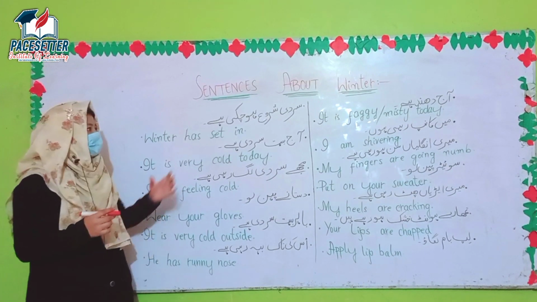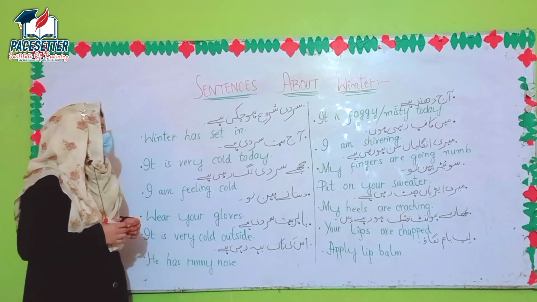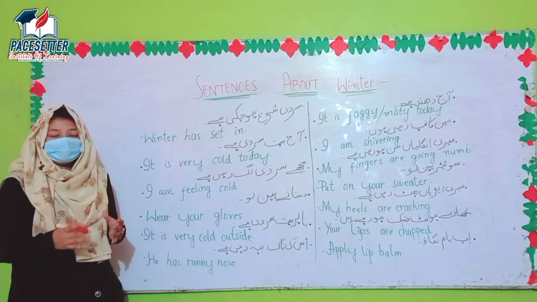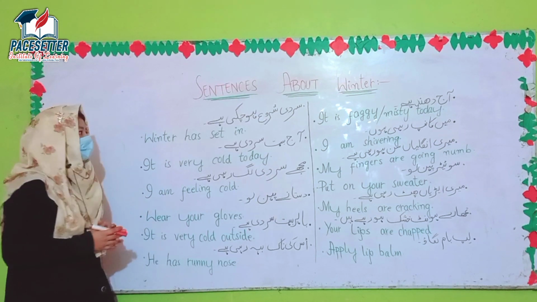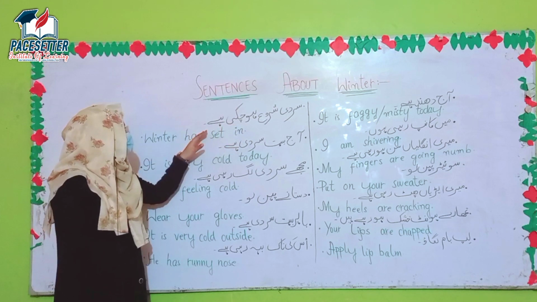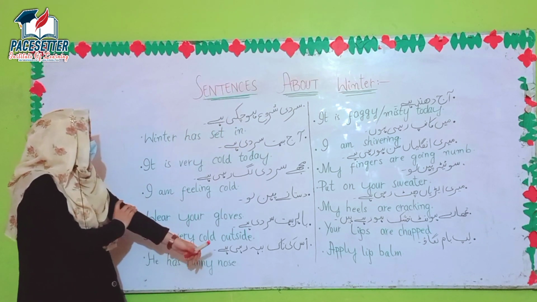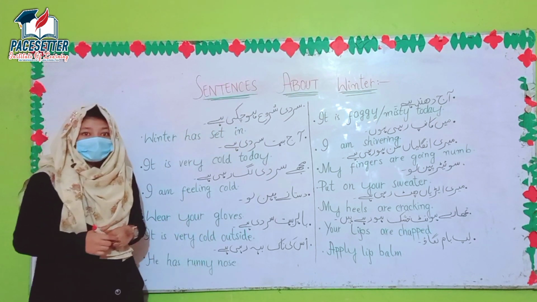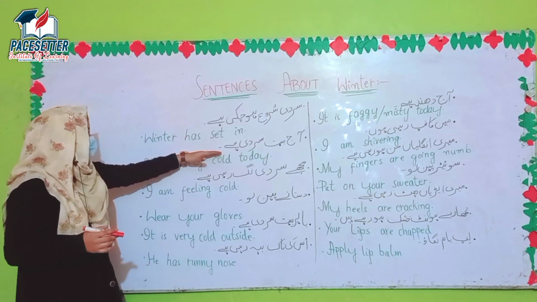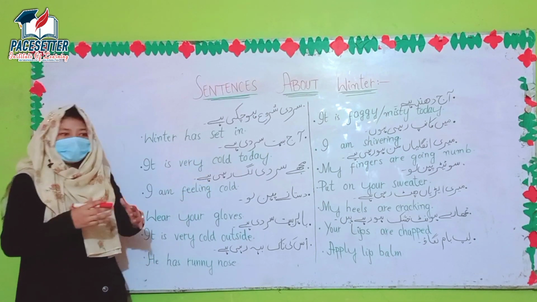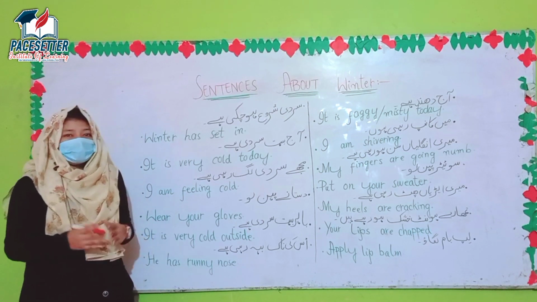So here are the examples you can see on the board of how we can speak the sentences and the English vocabulary. First one is "Sardi shuru ho chuki hai." Winter has set in. As you all know, winter has set in. "Sardi aa chuki hai. Aaj bahut sardi hai." It's very cold today. For example, you are saying to your mother that it's very cold.